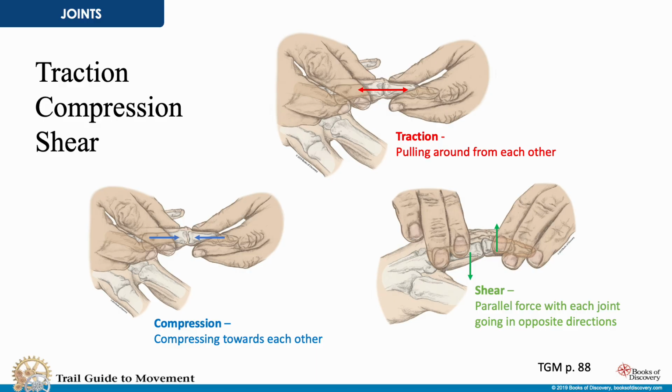Traction is pulling away from each other at the joint. Compression is pushing towards each other. And shear is the parallel force with each joint going in opposite directions. So one joint going one way and the other going another way.